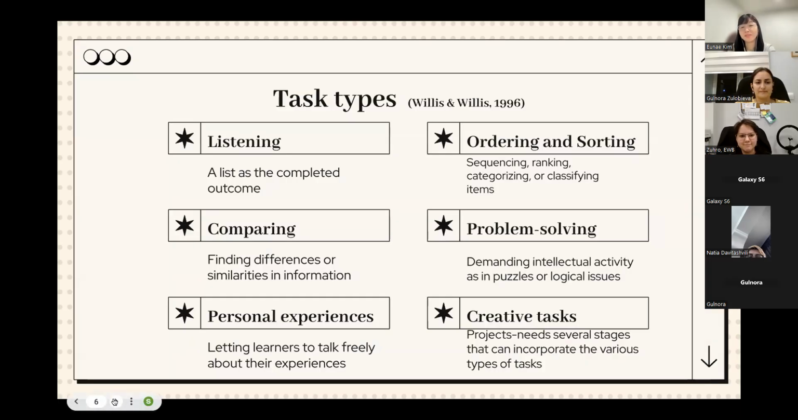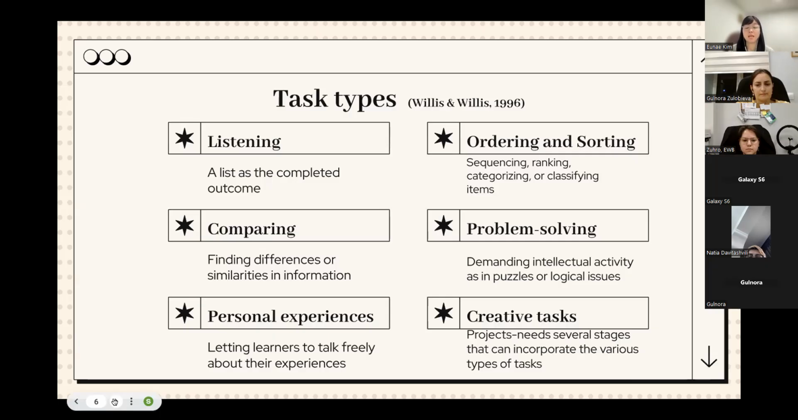So there are different task types. Maybe you can think about the task types according to the different gaps I mentioned, right? So those different gaps can be different task types. Or there are different task types like listening. So listening, you listen to something, and maybe you can create a list or you can draw something, can be a good listening task. Ordering and sorting, tasks that involve sequencing, ranking, categorizing, or classifying items.